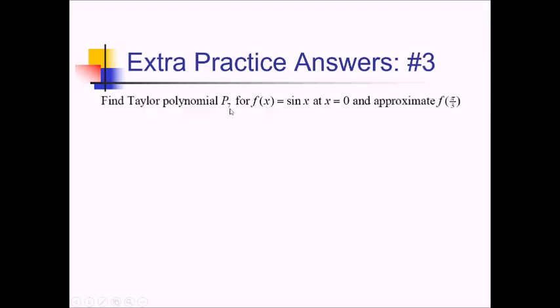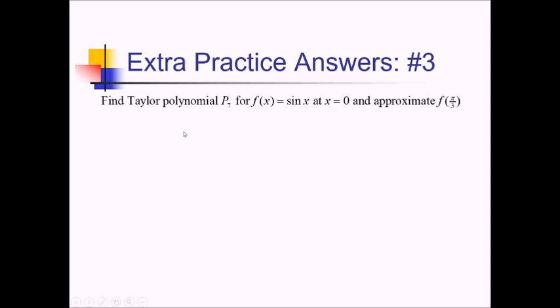On this problem, they want us to find the Taylor polynomial P7, so 7th order Taylor polynomial, for f of x equals sine of x at x equals 0, and then use it to approximate f of pi over 3. So this is basically a Maclaurin polynomial. Now, you could do this the long way by taking a whole bunch of derivatives of sine, but we already know the Maclaurin polynomial for sine of x.